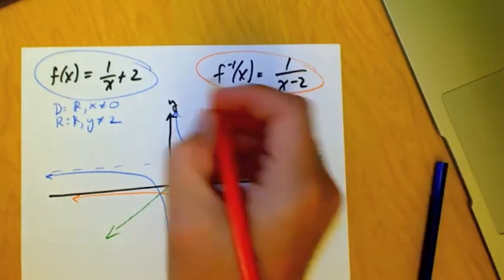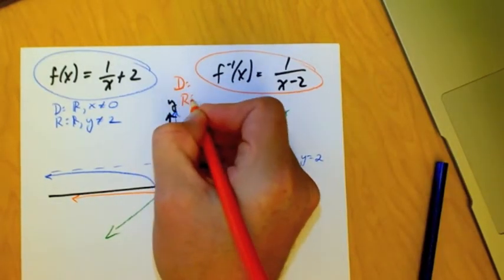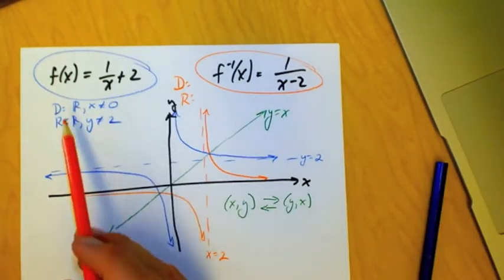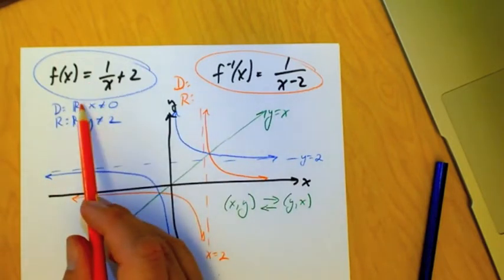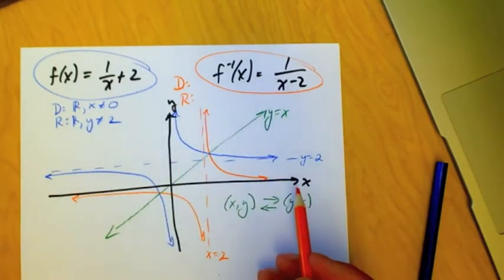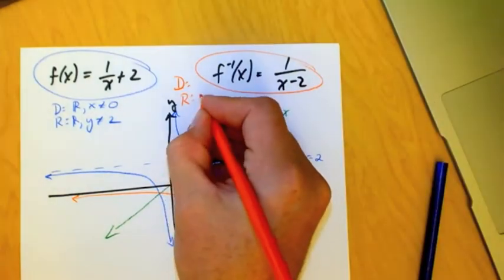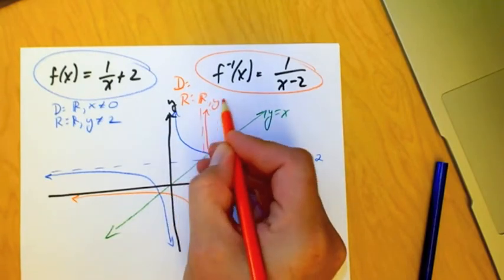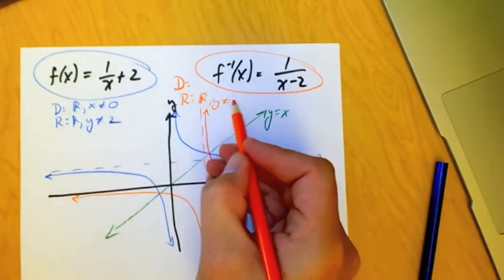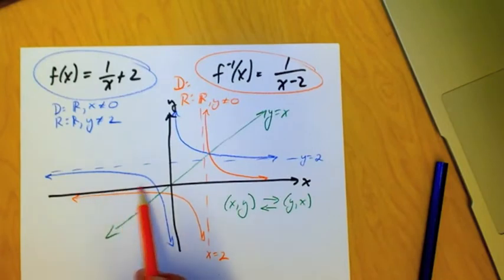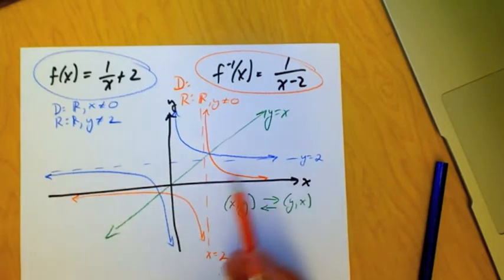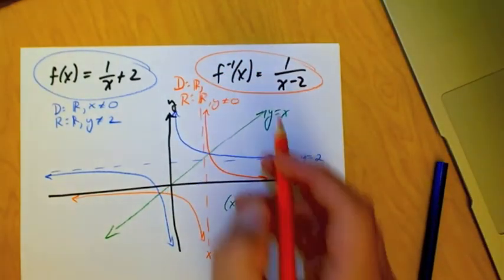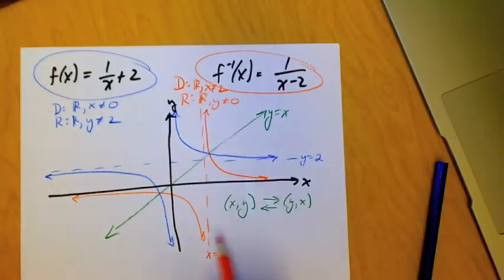And the domain and range, these just switch. So the domain of the blue function, f of x, should be the range of the inverse, the orange function. So that means the range is all real numbers, but y can't be 0. And sure enough, you have no y value on the x-axis. And the domain is all real numbers, but x can't be 2. And you've got a vertical asymptote there.